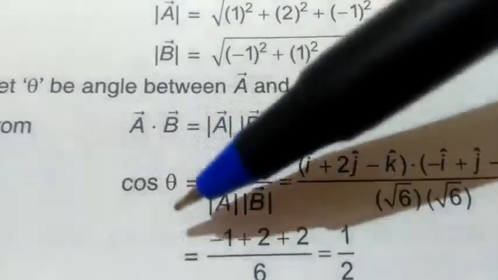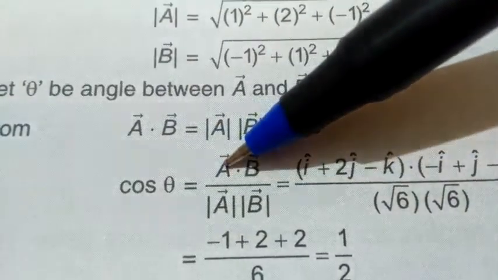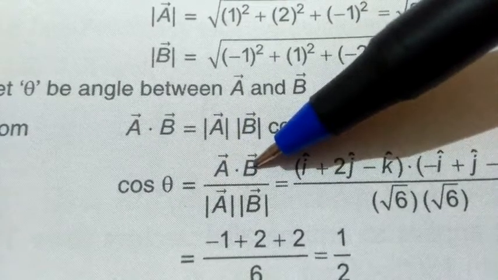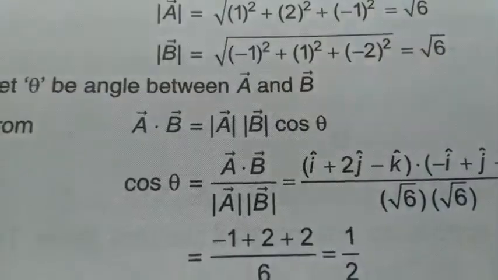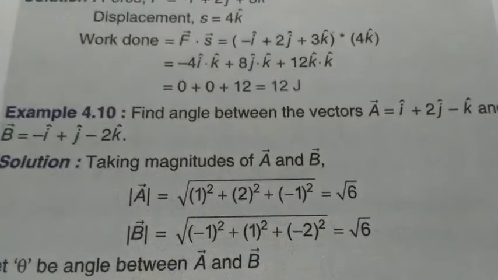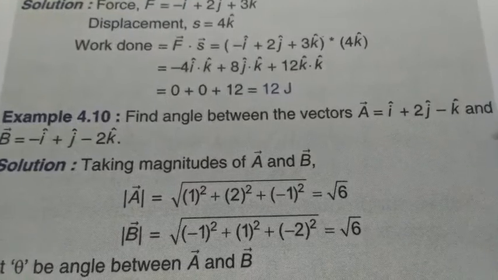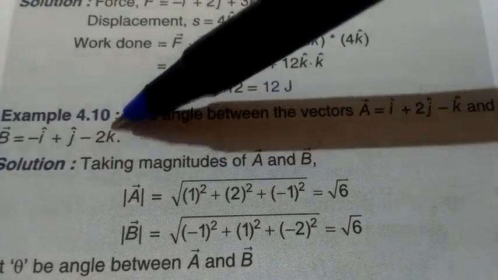So that means to get the value of the angle, we first have to find A dot B, as well as the mod of A and mod of B. Now let's see how to find that. Okay, so we have the given value of A here, and here is the value of B.